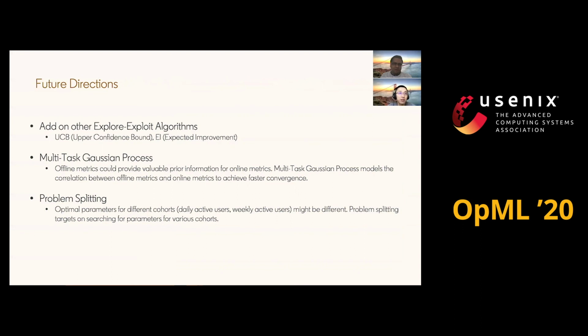Second, we may have limited resources to test many hyperparameters online, but the cost to test a hyperparameter offline using the replay pipeline is low. So the offline metrics could provide valuable prior information for the online metrics. A multitask Gaussian process that models the correlation between the offline metrics and online metrics can achieve better performance. Last, the optimal parameter for different cohorts, such as daily active users and weekly active users, may be different. Problem splitting targets searching for the parameters for various cohorts.